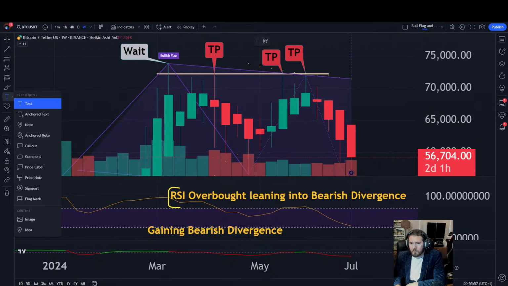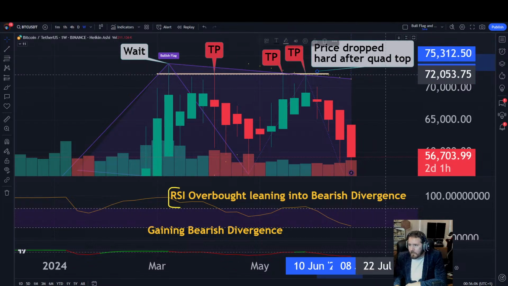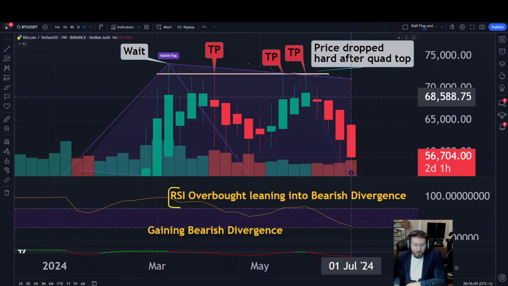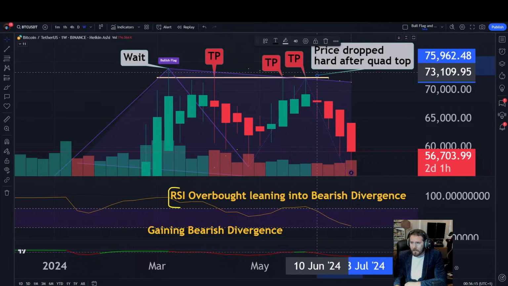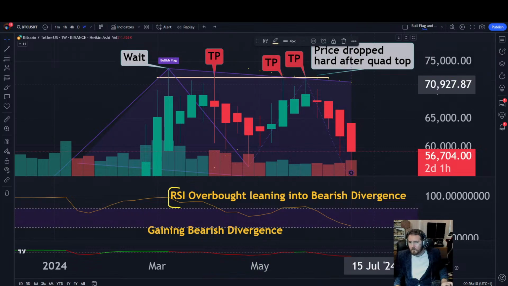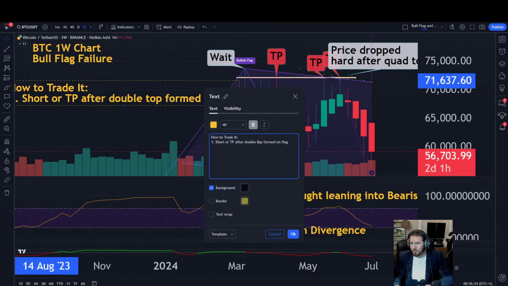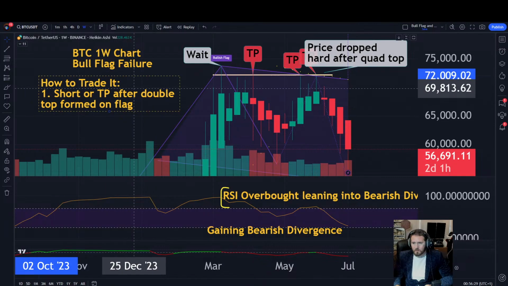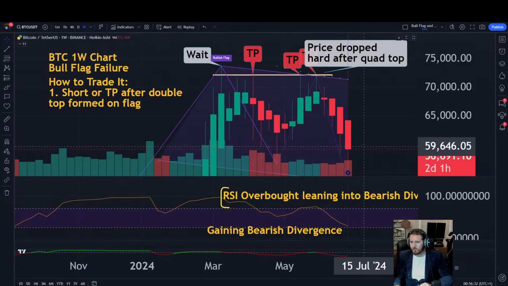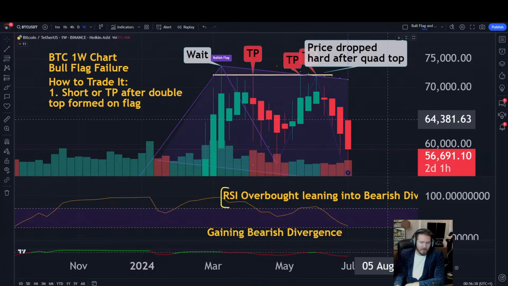Let me add that note. So after we have four tops in a row on the weekly up here, price started coming down hard for Bitcoin. And I'm just teaching people how to potentially take profits if they think that the bull flag is going to fail. So let me ask you, who just asked me if I think the markets are going to go lower? Do you know how much liquidity is in all the exchanges combined versus the amount of Bitcoin that could be sold?